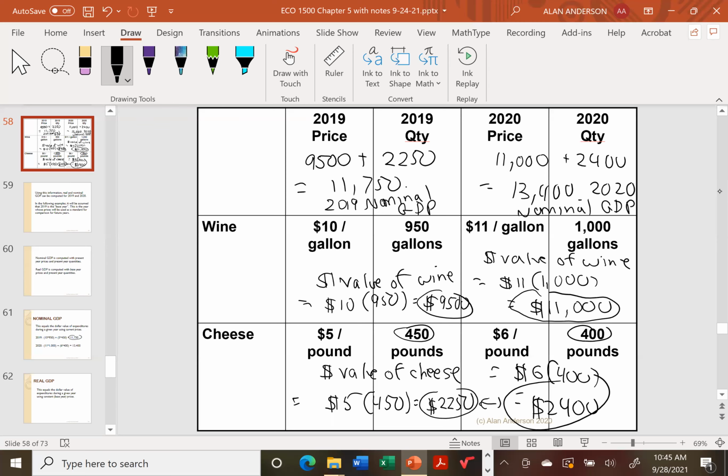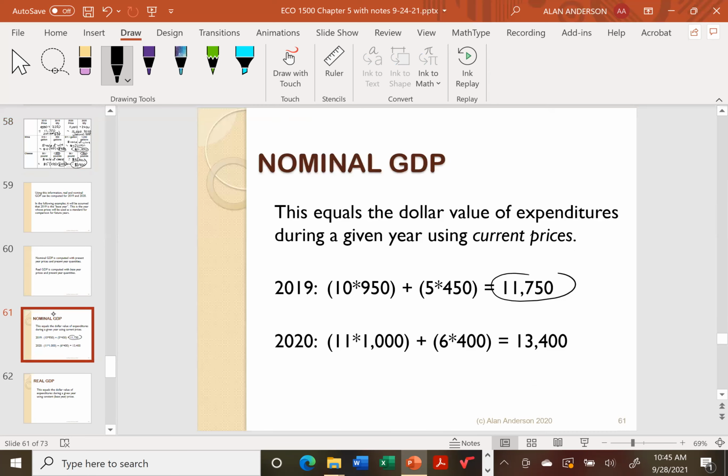So you can see it actually did go up from 11,750 to 13,400, which sounds like a lot. In fact, if you calculated the percentage difference there, let me just quickly get out my calculator and do that for you. It would sound like, oh my God, the economy is really booming because the nominal GDP is growing so fast. Okay, that represents an increase of 14%. If the economy really grew that fast, that would be unbelievable.